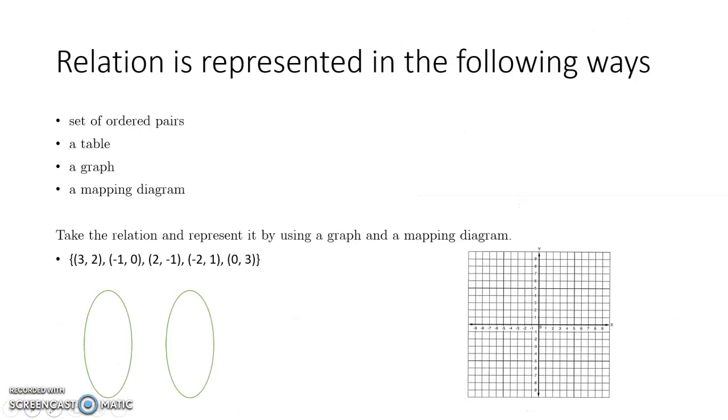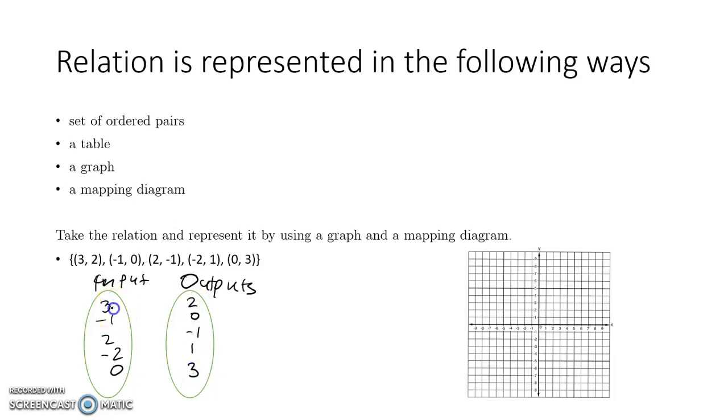Okay, we're moving on here. So we're basically representing relations in different ways: a set of ordered pairs like the original one, a table, a graph, a mapping diagram. So we're just going to represent this relation different ways here. Usually for this mapping diagram, put the inputs there, put the outputs here. Inputs, those are my x values, so I'm just going to list out all my x values, 3, -1, 2, -2, and 0. My outputs are my y values, 2, 0, -1, 1, and 3.